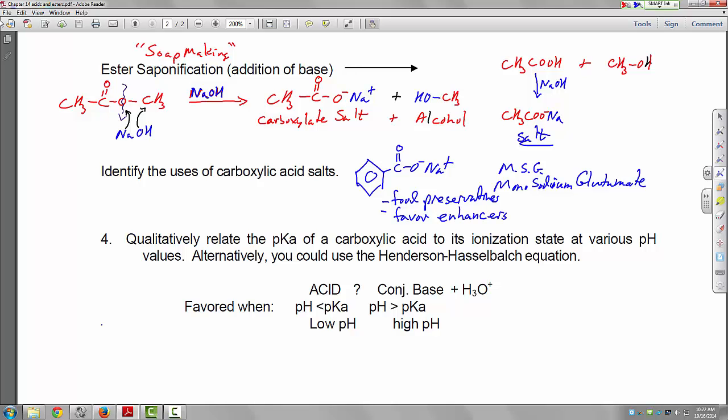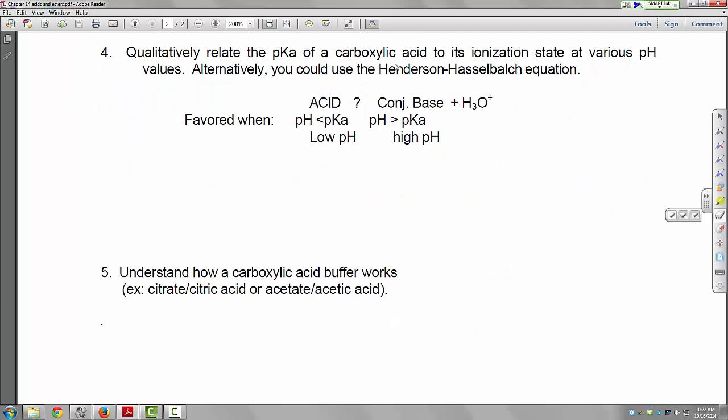Qualitatively relate the pKa of a carboxylic acid to its ionization state at various pH values. Alternatively, you could use the Henderson-Hasselbalch equation. We used that way back in chapter 8, and that kind of goes along with number 5 down here, how a carboxylic acid buffer works. We did not talk about either of these in the lecture, but we did actually do something like this in lab. Number 5, I'm just going to omit, but we can look at number 4 here.